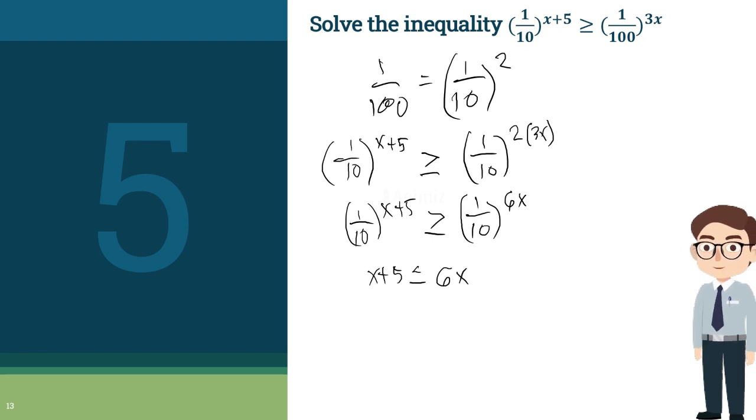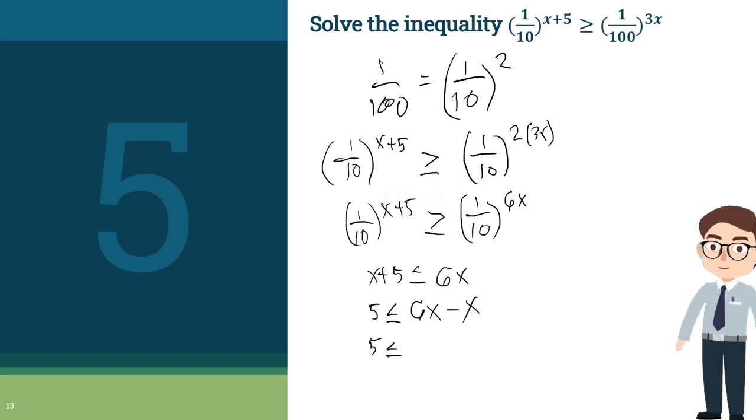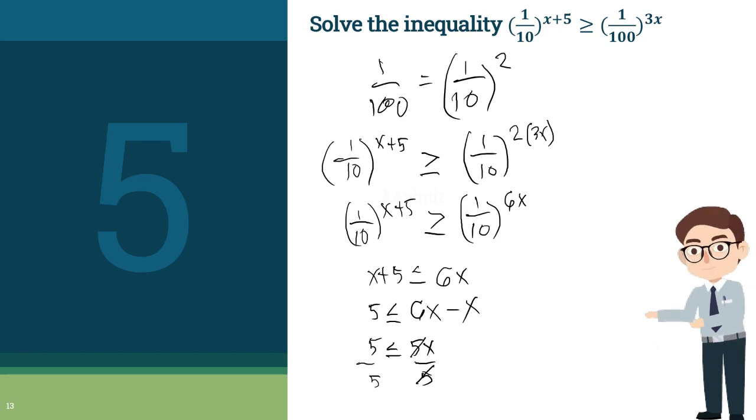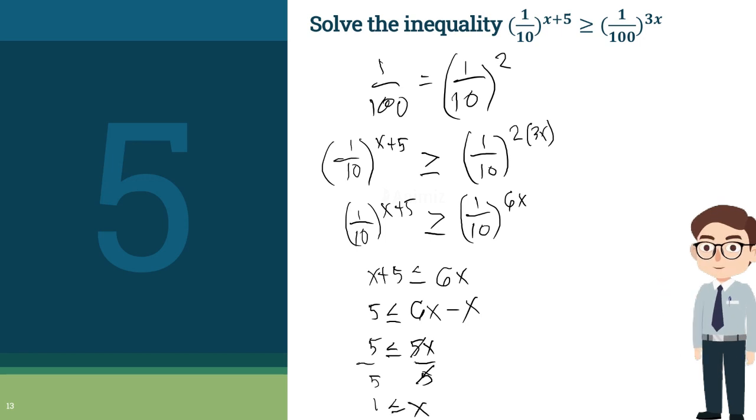We will simplify the inequality, and that is 5 is less than or equal to 6x minus x. Simplifying it, 6x minus x is 5x. We will divide both sides by 5 to get the value of x. Cancel 5, cancel 5. 5 divided by 5 is 1. It's less than or equal to x.